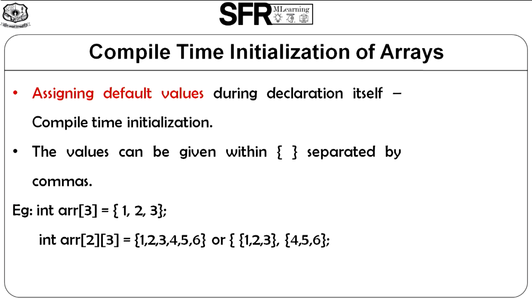Compile time initialization means we will assign the default values during compile time. The values can be assigned using curly braces. So, the values must be specified between the curly braces, separated by commas. For example, for a one dimensional array, int ARR of 3 is equal to 1 comma 2 comma 3. For a 2 dimensional array, I have initialized some values, a 2 cross 3 array. So, 2 cross 3 means 6 elements will be accommodated. It can be represented sequentially separated by commas, or individually row wise, each separated by curly braces. So, both representations are allowed in C.